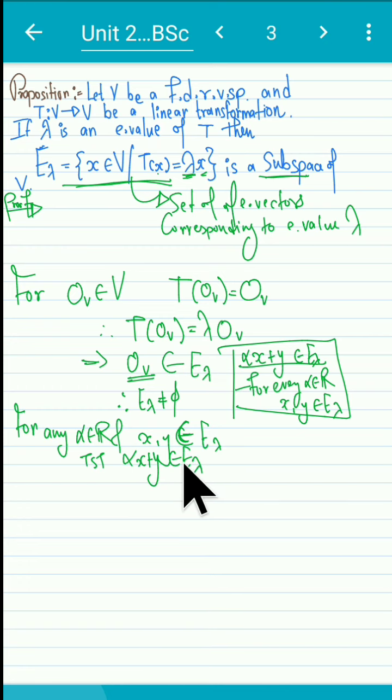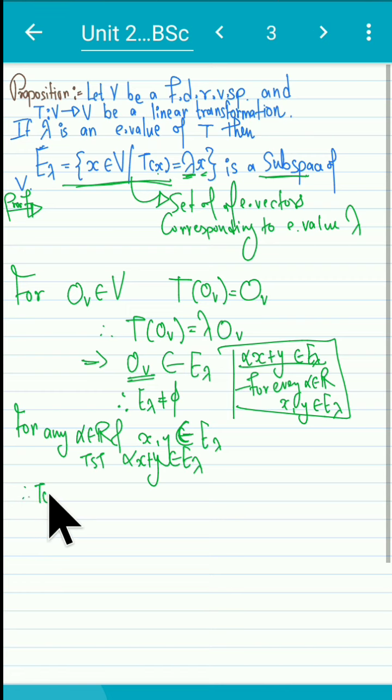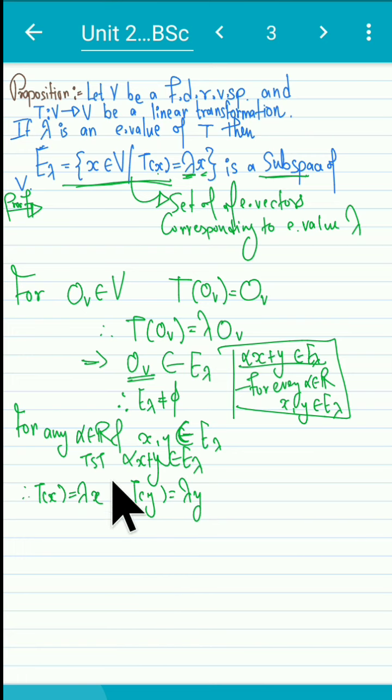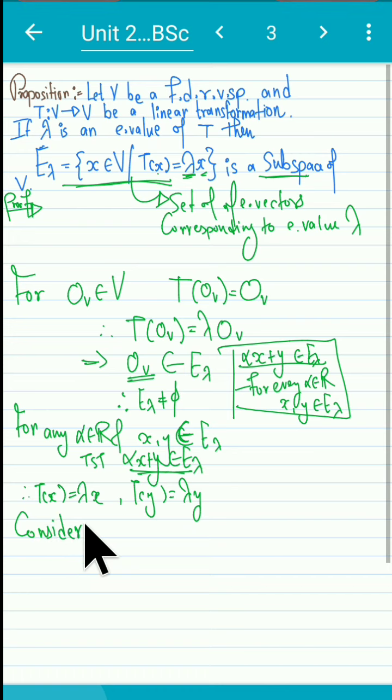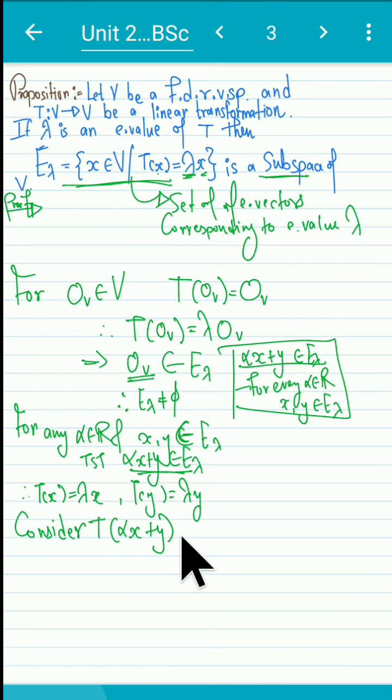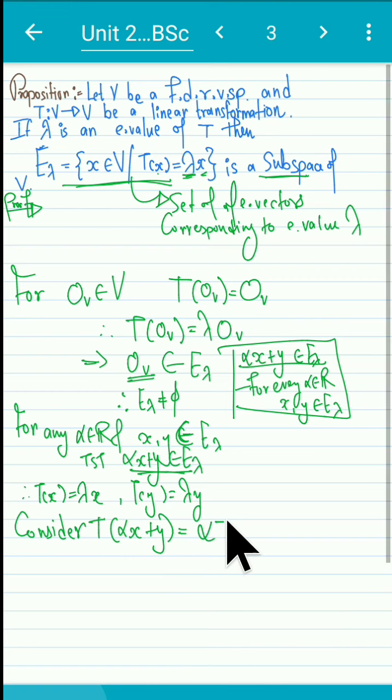Okay. So since my x, y is an element of E lambda, that means what? It will satisfy this condition. Therefore, my T of x is nothing but lambda times x, and my T of y is nothing but lambda times y. Correct? So I want to prove this, right? So I will consider my T of alpha x plus y. Since my T is a linear transformation, I can write this as alpha times T of x plus T of y. Correct?